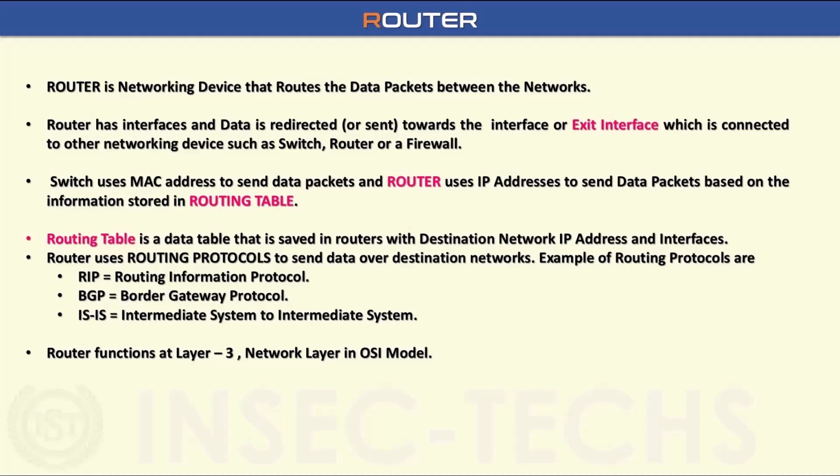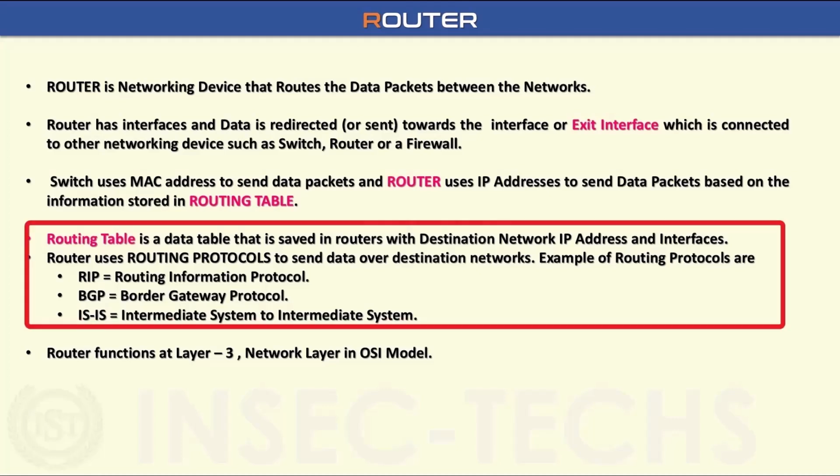Understanding routing protocols is out of scope in this course, but in the lab module, I am going to show you how to configure a router so that you can understand how a router functions, and at that time, I will give a small brief on routing protocols. Examples of routing protocols, as you can see on the slide, are RIP, BGP and IS-IS, that is Routing Information Protocol, Border Gateway Protocol and Intermediate System to Intermediate System.